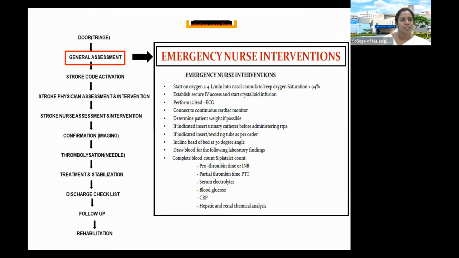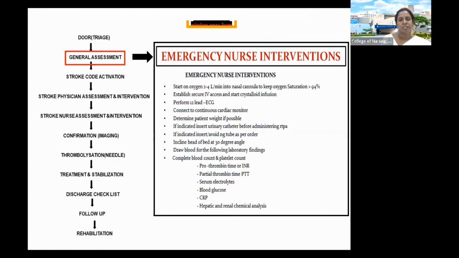Perform a 12 lead ECG if it is available, but at least a cardiac monitor can be connected. Determine the patient's weight, because if we want to thrombolize, we have to know the patient's weight. But if patients have weakness, at least an approximate ideal body weight can be calculated. If indicated, as I already told you before, thrombolysis or catheterization or NG insertion has to be done, which can be done in the emergency department itself. Keep the head end elevated at 30 degrees.